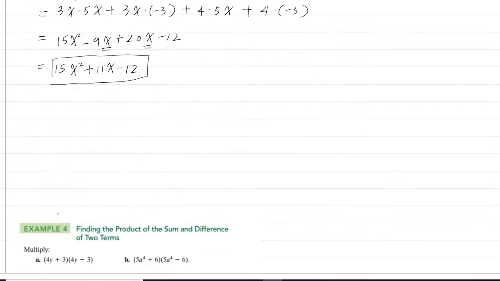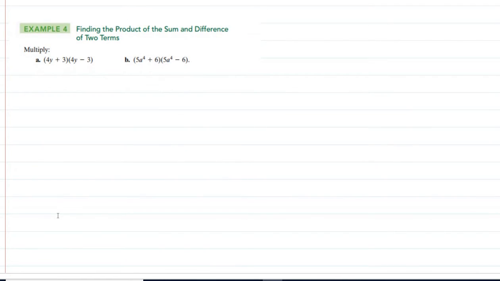Alright, let's go ahead and look at example 4. Finding the product of the sum and the difference of two terms. When you're dealing with this, if you can recall, you learned this before. If we have a plus b and a minus b form, all you're going to get is a squared minus b squared. So in this case, let's take a look, part A. I'm going to write this formula right above it.